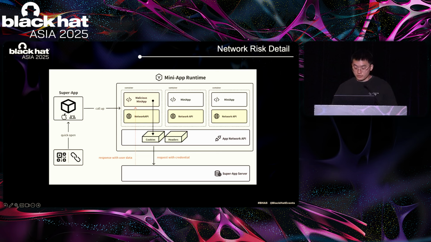This diagram shows the complete attack process. As we can see, a malicious mini app is developed by the attacker. It can send a request to the super app server website, using a path name, for example, get user info. Then, because this API sends requests with user cookies, the server responds with the user data to this function call. Then, this malicious mini app is able to get user data.